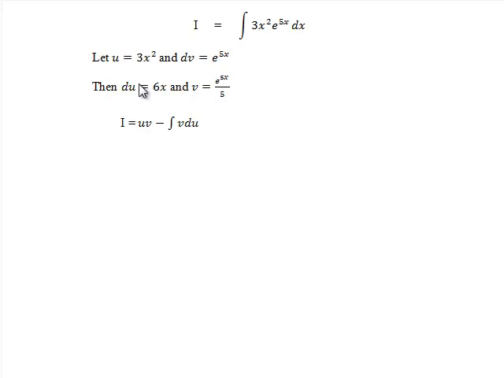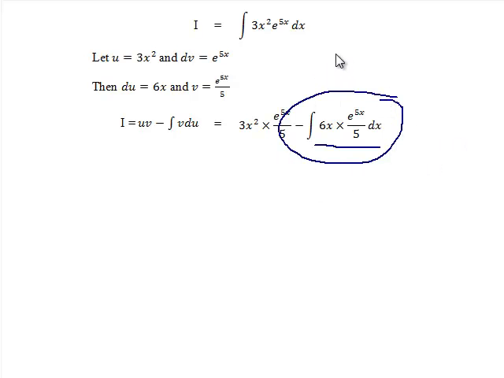We want uv minus the integral of v du. And there we have it. We still can't integrate this, so for this quantity at the back here, we're going to do the process again, because here we had an x squared and here we've got an x, so we've reduced the power of x by 1, and if we do this again we'll get rid of the x term and then we'll be able to integrate it.